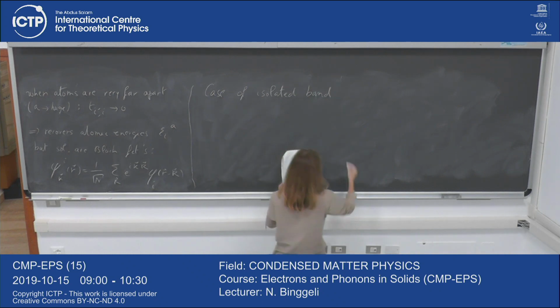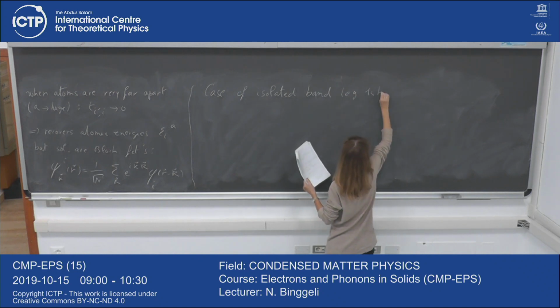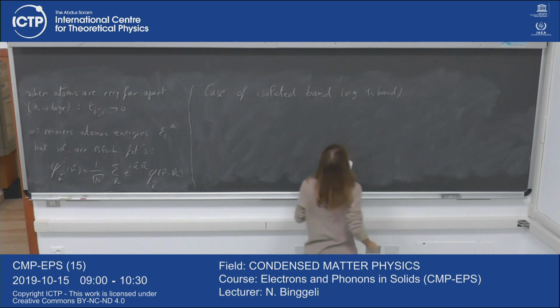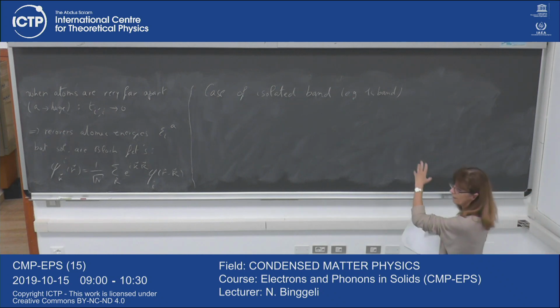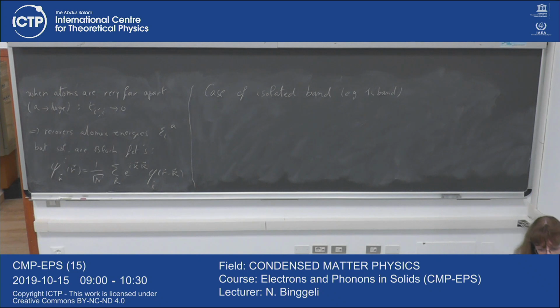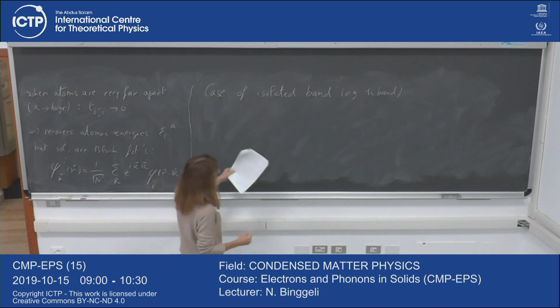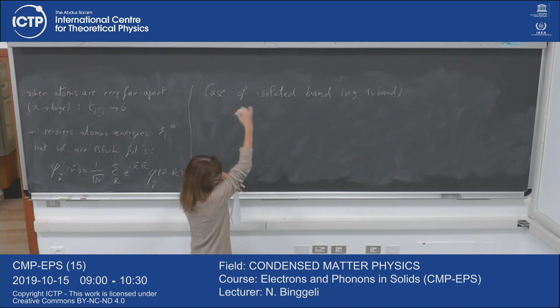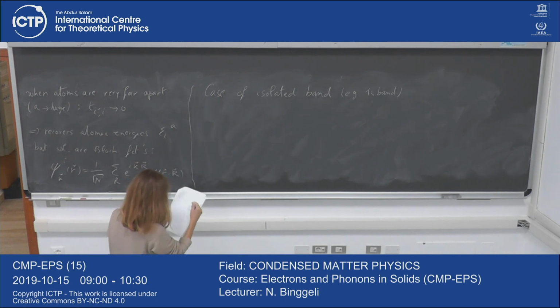For instance, the 1s band of carbon in a crystal of carbon. This is a state that is well separated from the 2s and 2p state, and will give an isolated band, in the sense that its energy will be very different from the energy of the higher states. There will be a gap, a large gap, between this band and the next bands.